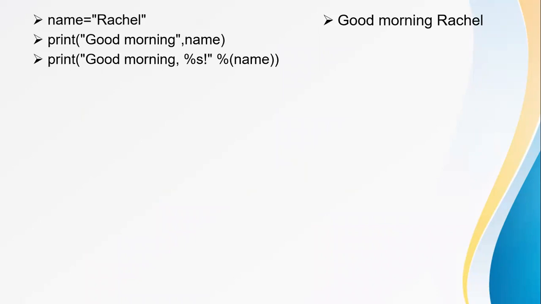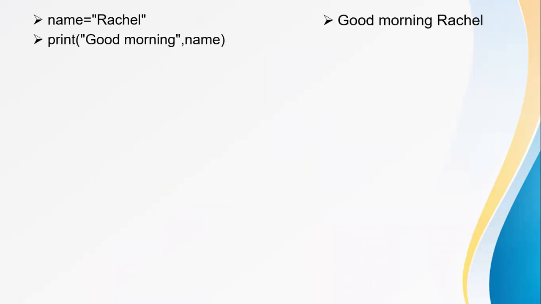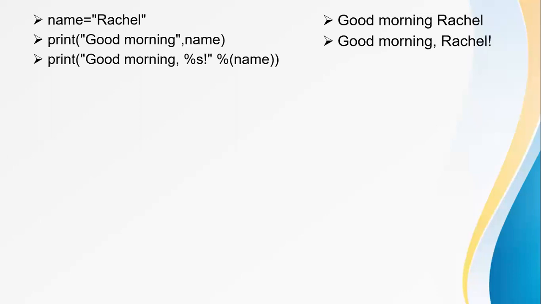Can you see this smart method? Name: Rachel. Immediately I'm saying good morning, comma, name. Then Rachel. Good morning. Okay, model of S is a string. Fetch it from name. So that is also nothing but good morning, Rachel. Good morning.